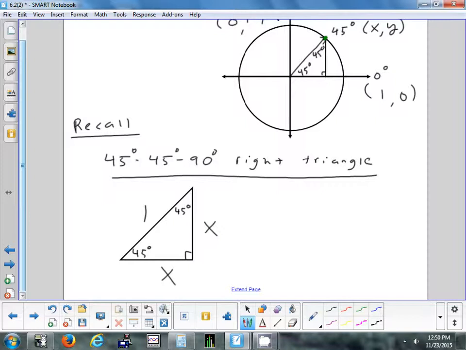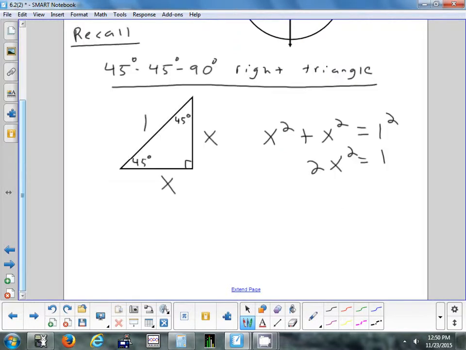You only have 1 letter. We'll just go through it. So x squared plus x squared. Technically, it's 1 squared, but that's going to simplify. What's x squared plus x squared? 2x squared. Yep, we have 2x squared. I'm going to divide each side by 2. That gives me x squared equals a half.